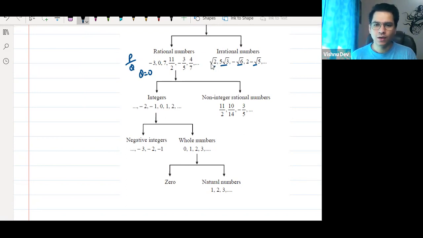This is root 2. Ab root 2 basically क्या है? 2 to the power 1 by 2, हम लोगों ने last class में देखा था। So root 2 is basically 2 to the power 1 by 2. So tell me, can this be written as p by q? Because p and q should be integers, हैना?